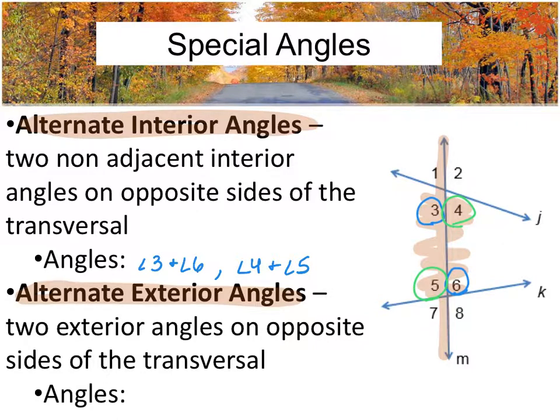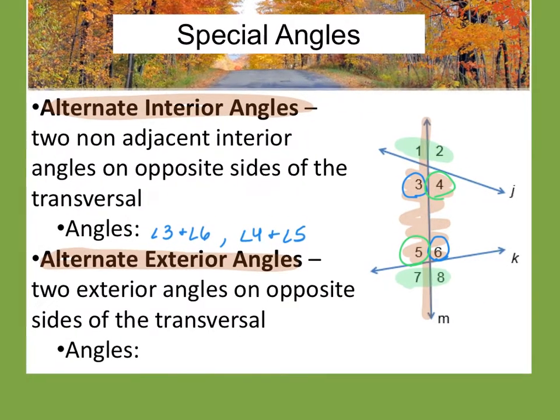Alternate exterior, same rules apply, except we're talking exterior. So these and these, they have to be on opposite sides, but they can't be next to each other, which means angle 1 goes with angle 8, and angle 2 goes with angle 7. Questions so far?